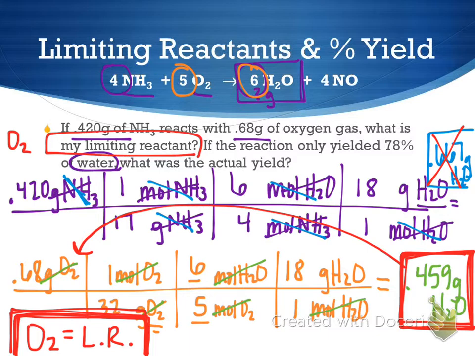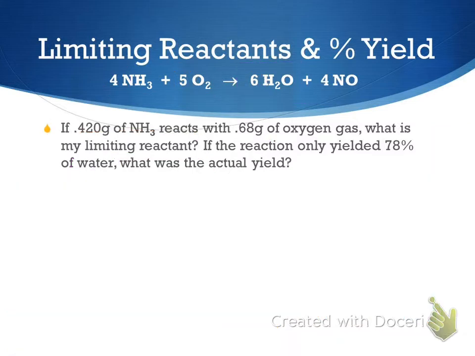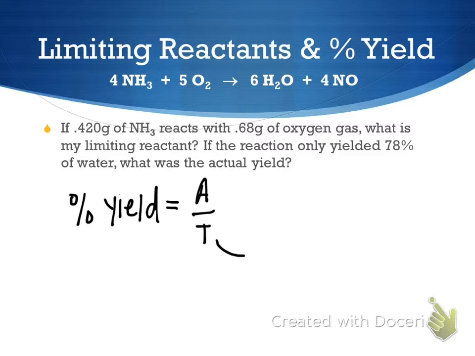The second part, it just talks about percent yield now. Okay, so I'm going to clear this screen off. So if you need to pause for a second to get some things written down, we're going to look at our percent yield now. Okay, we know that our theoretical yield always comes from our T-chart. Our theoretical yield of water is 0.459. Knowing what we know about percent yield, our percent yield is always our actual over our theoretical yield.